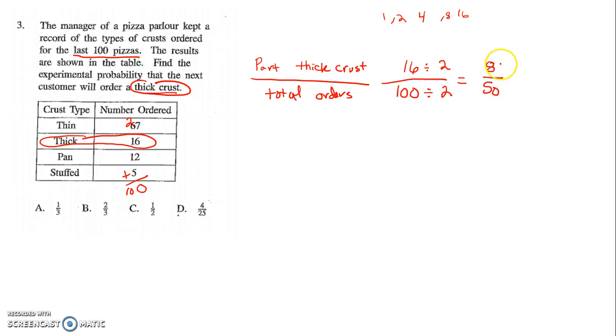And then you can simplify again. Some students are more comfortable starting with, if they're both even, dividing by 2 a few times till they get to simplest form. 8 divided by 2 is 4. 50 divided by 2 is 25. I may have just started by dividing top and bottom by 4. 16 divided by 4 would be 4. 100 divided by 4 would be 25. But either way, you get to 4 over 25.